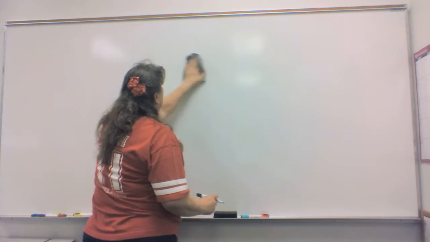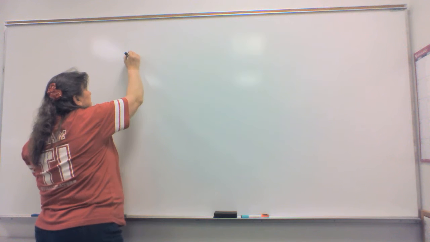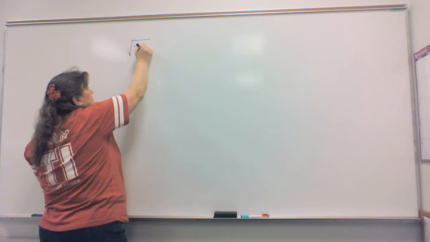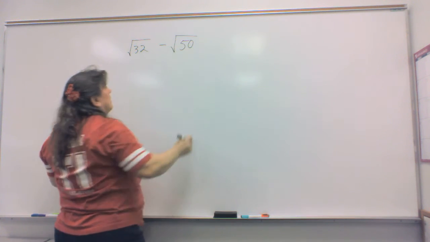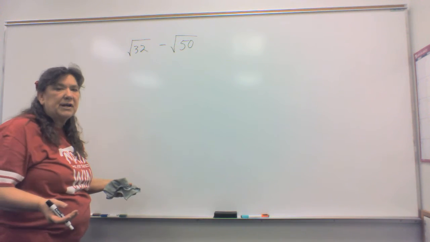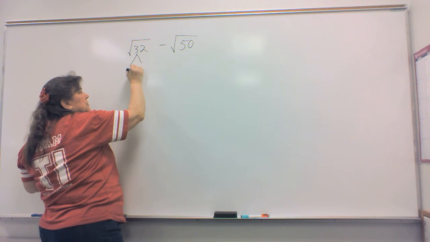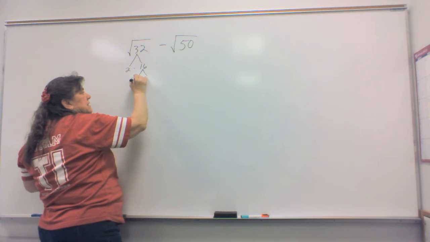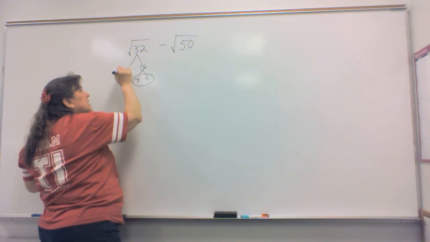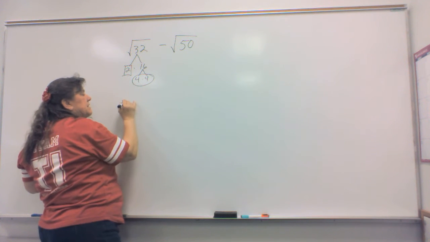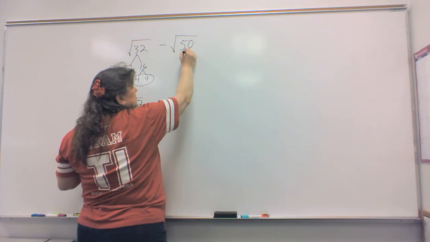So now let's look at something a little more complex. How about the square root of 32 minus the square root of 50? Now, again, neither of these are like terms, but let's simplify. 32 is 2 times 16. 16 breaks down into 4 times 4. There's my 2 of a kind, and this is the one that is not the same, so this is 4 square root of 2. Now let's do the same with 50.